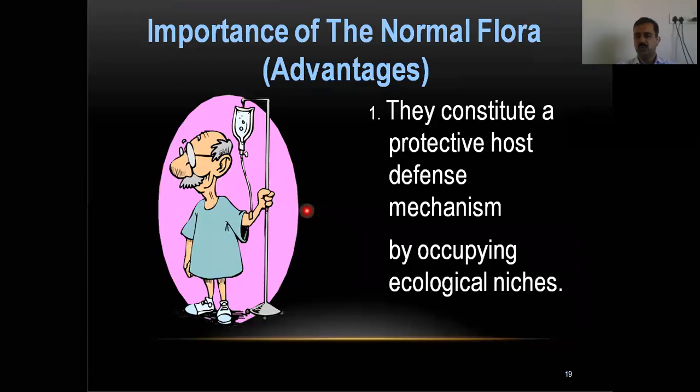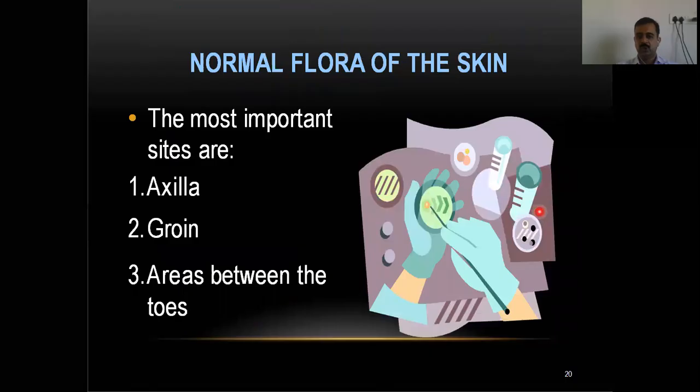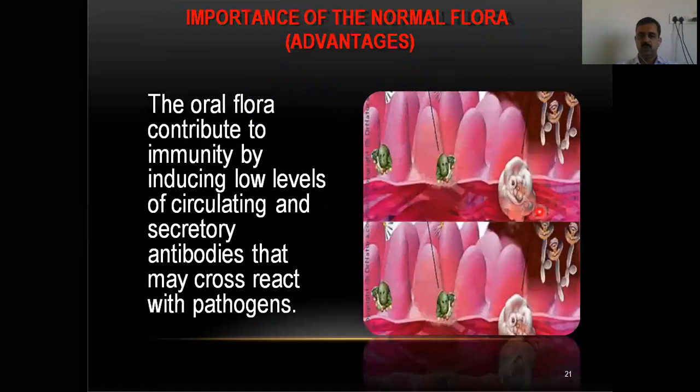But as normal flora, they constitute a protective host defense mechanism by occupying ecological niches. So they have various different functions, and these functions are generally associated with different organs of the immune system. Most important sites: axilla, groin, areas between the toes. The oral flora contributes to immunity by inducing low levels of circulating and secretory antibodies that may cross-react with pathogens. So inside the saliva itself, we have specific cells which are helpful for killing pathogens that come to the oral cavity.